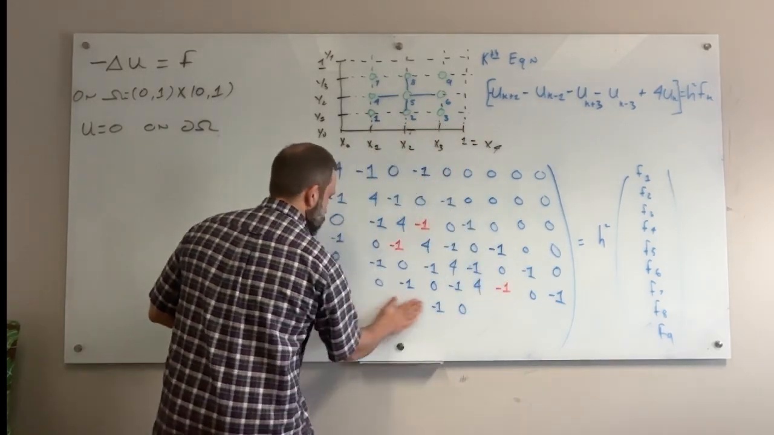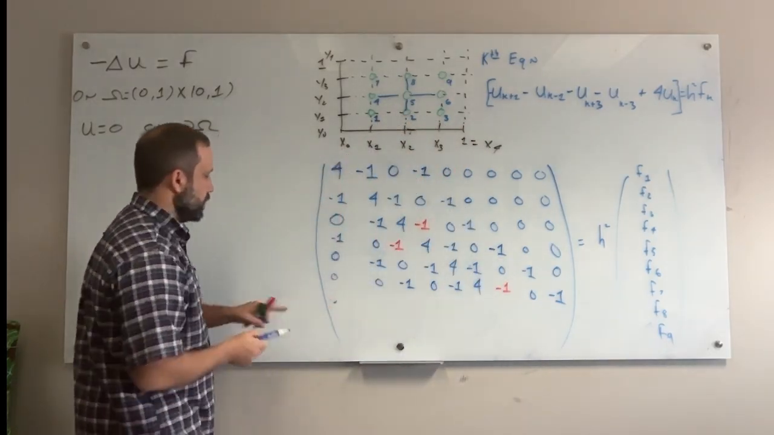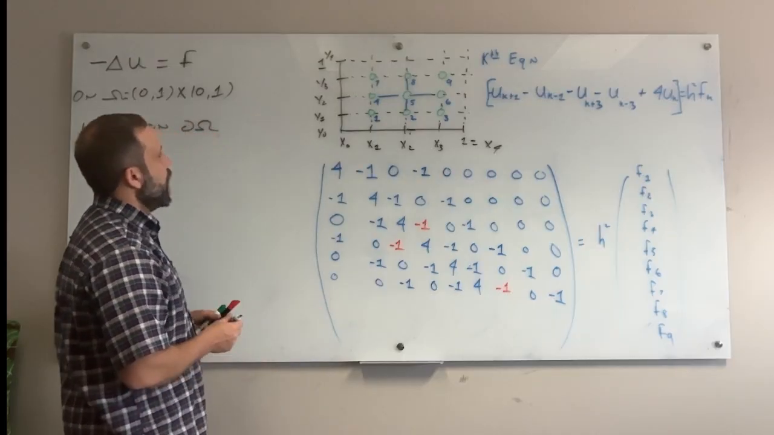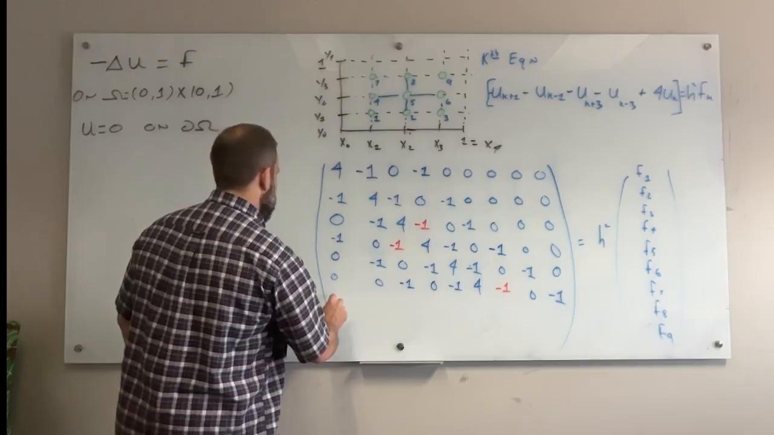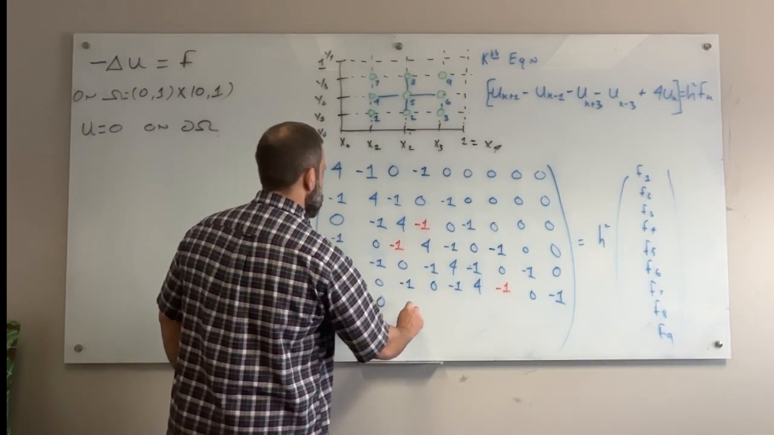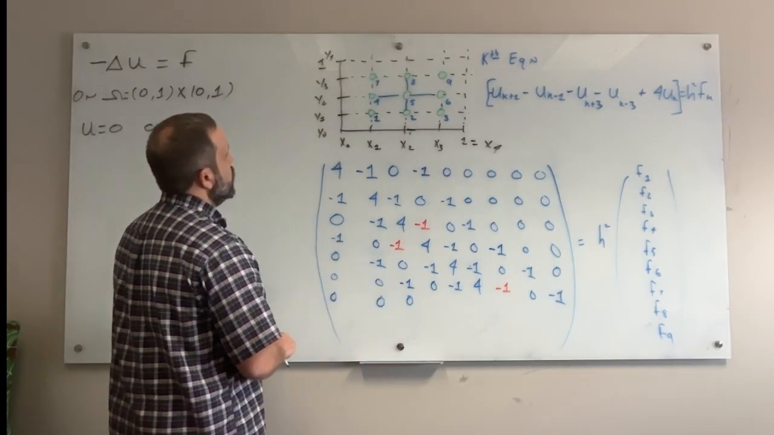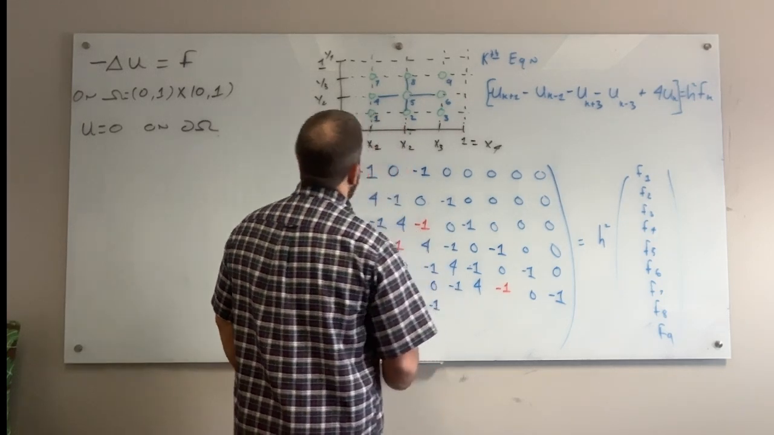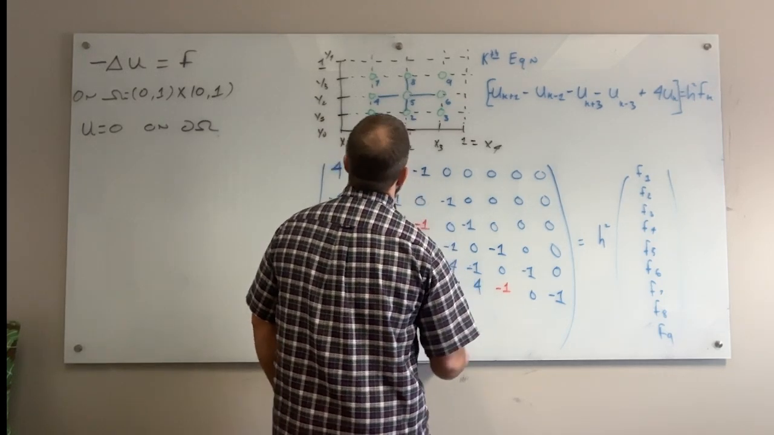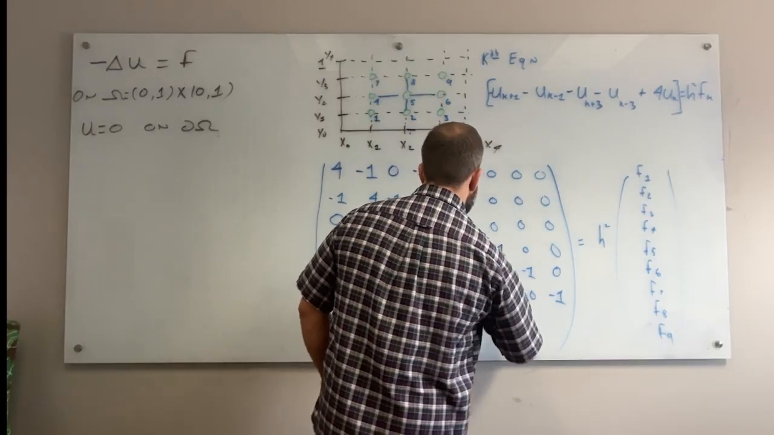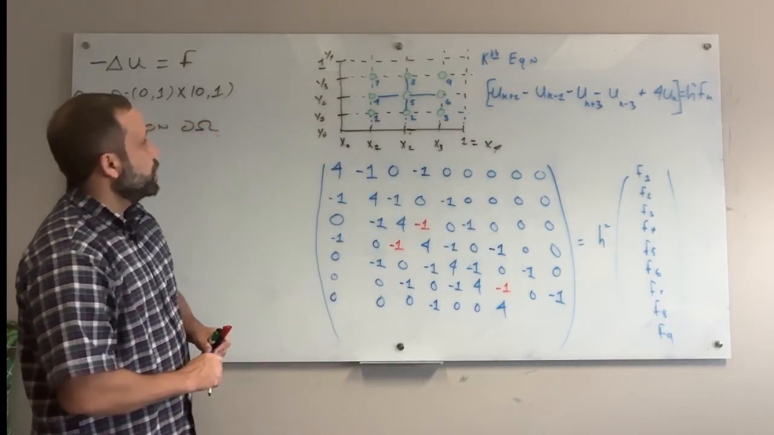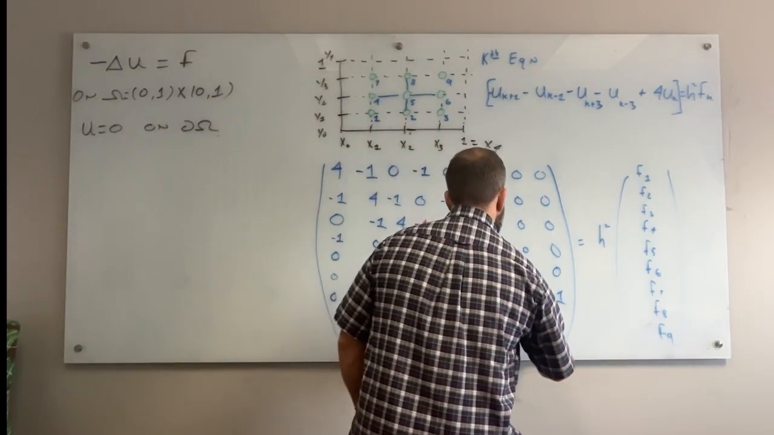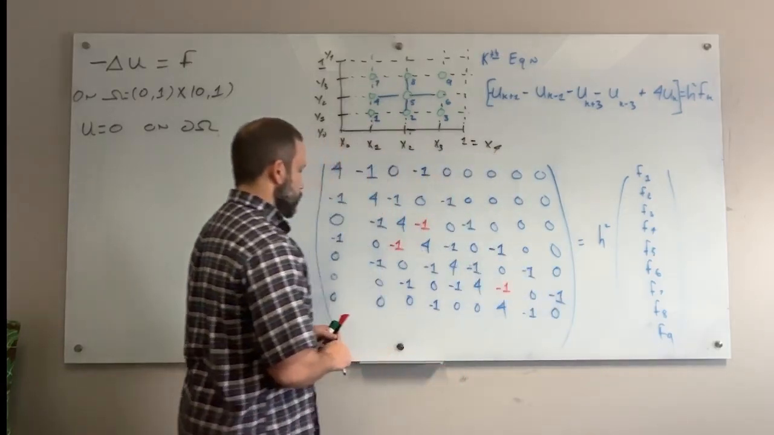I was not writing things down. Okay, let me start over for U7. For U7, the coefficient on U1 is 0. On U2 is 0. On U3 is 0. On U4 is minus 1. On U5 is 0. On U6 is 0. On U7 is 4. On U8 is minus 1. And on U9 is 0.